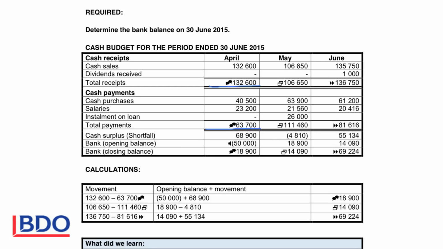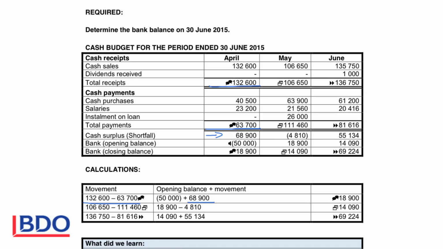So if we take the receipts, 132,600, minus the payments of 63,700, it will give us a difference of 68,900. So that means there was more money put into the bank than we took out of the bank. So this amount is a favorable balance. It is a surplus amount.